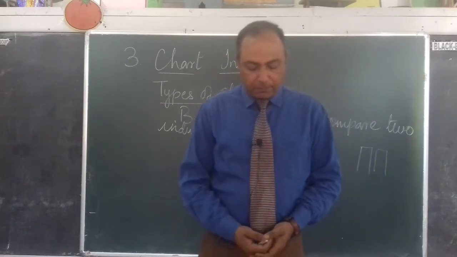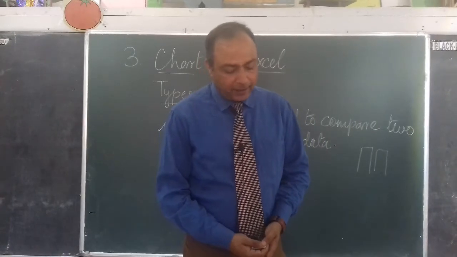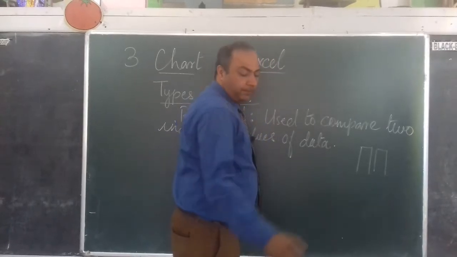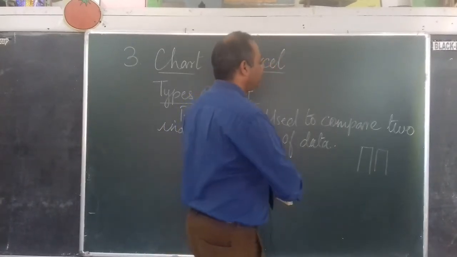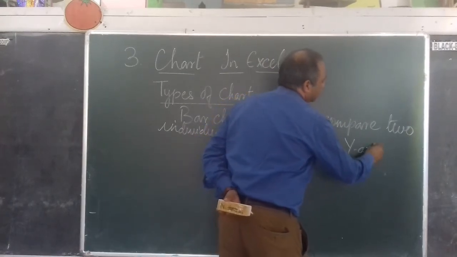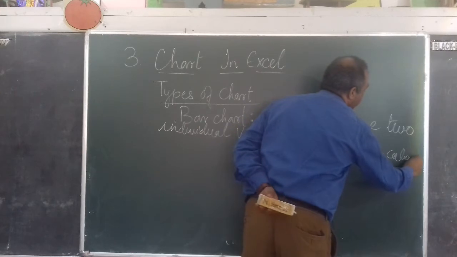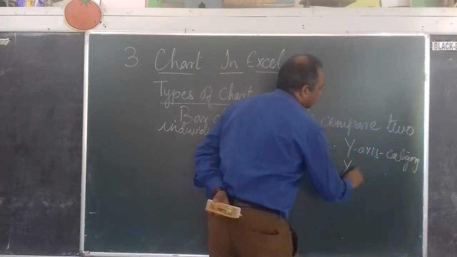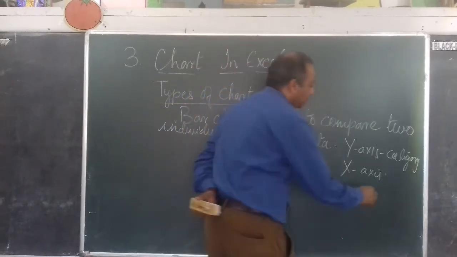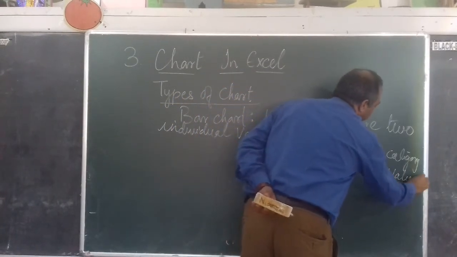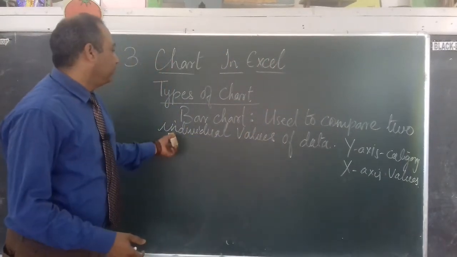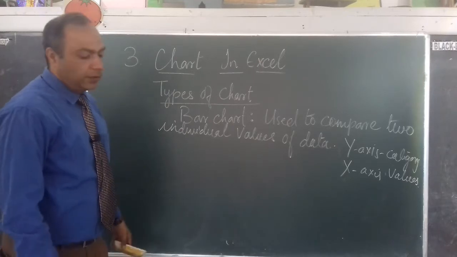By default, in a bar chart, the y-axis displays the category and the x-axis displays the values. So the y-axis represents categories and the x-axis represents the values. This is the first type of chart, which is used to compare the two individual values of the data.